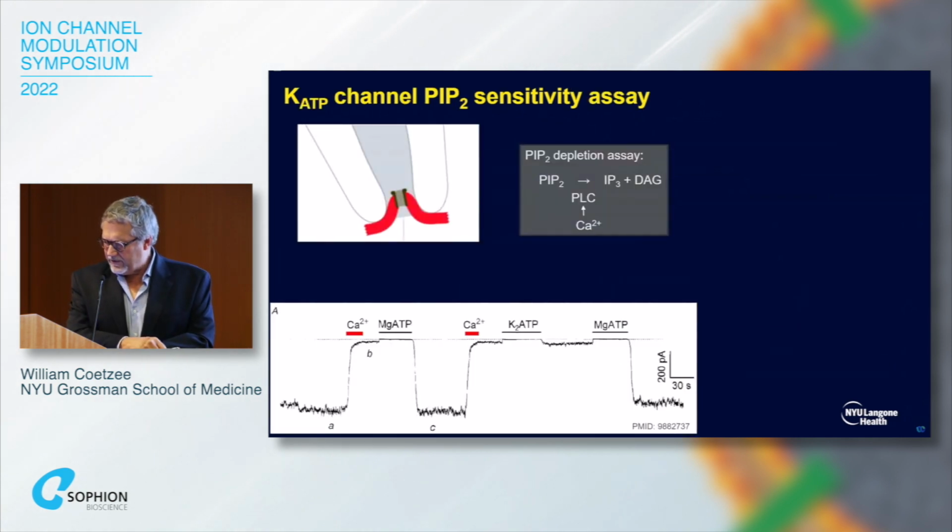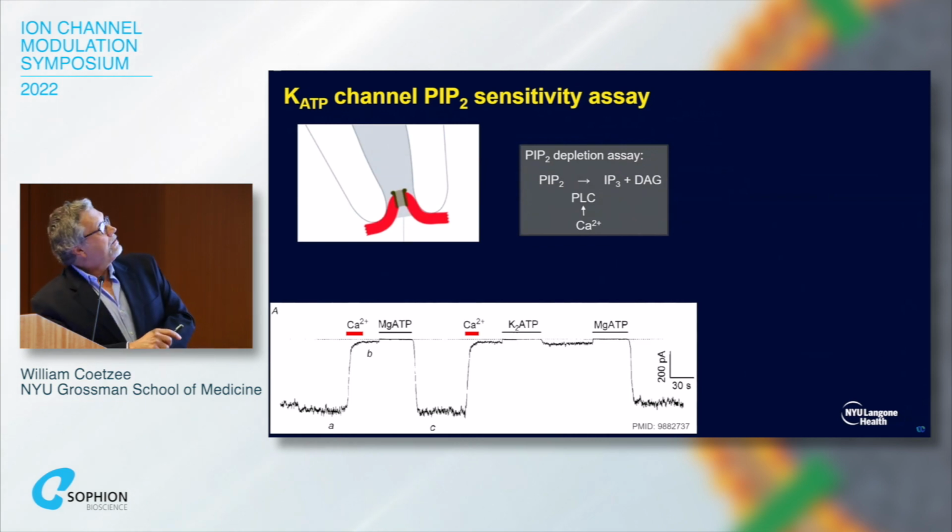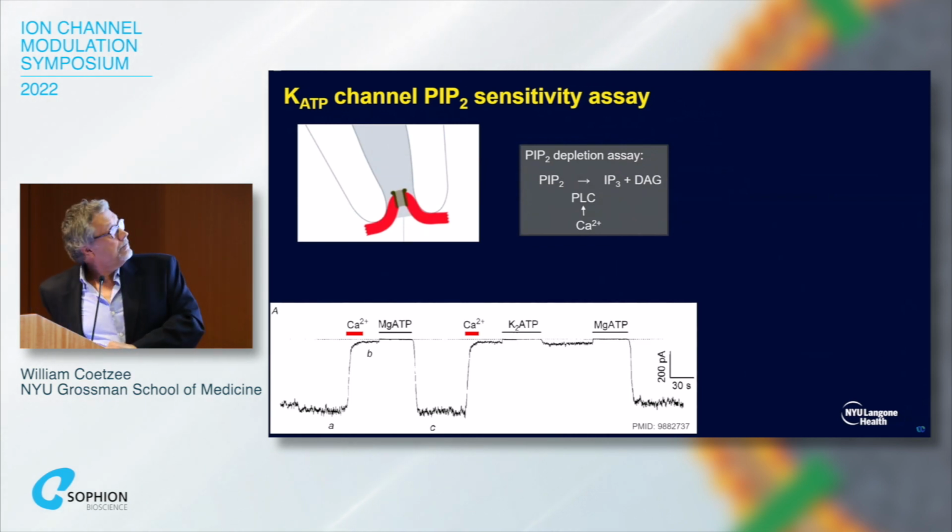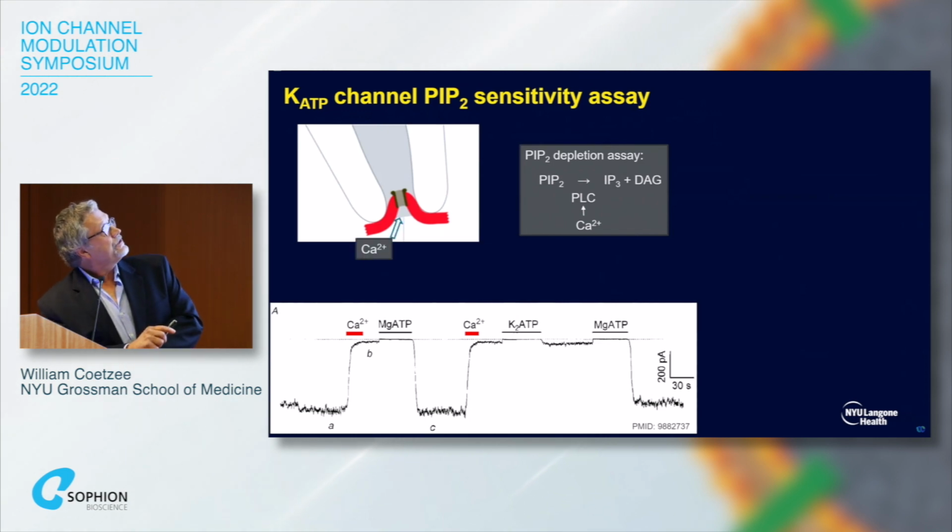The assay that we've used is actually one developed by Noma's lab many, many years ago, where they basically study the channel with excised patches and then apply calcium. And the idea here is that calcium activates phospholipase C, that breaks down PIP2, right? And you can see this here. This is not our data, this is Noma's data.